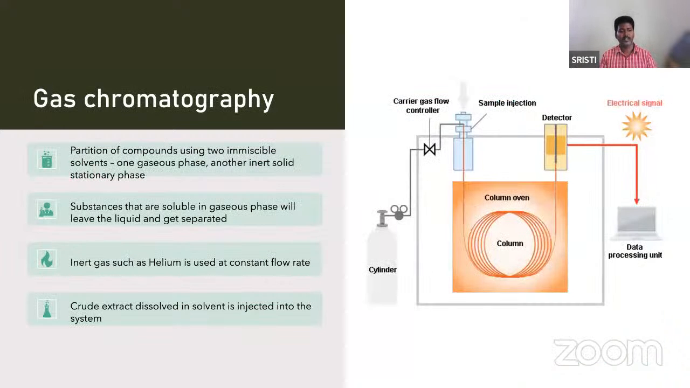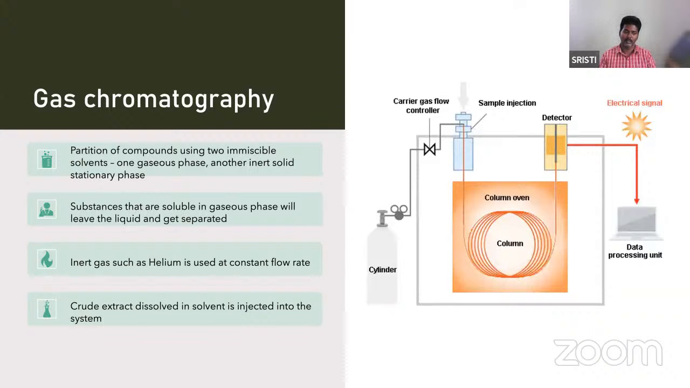And the next one is gas chromatography. Gas chromatography is a very popular and advanced technique used for partitioning of compounds using two immiscible phases. One is a gaseous phase and another one is an inert solid stationary phase. The substances that are soluble in the gaseous phase will leave the liquid and get separated. Inert gases such as helium are used at a constant flow rate.